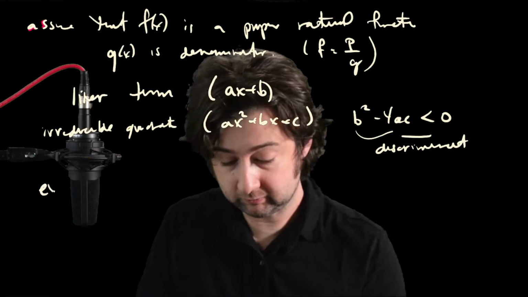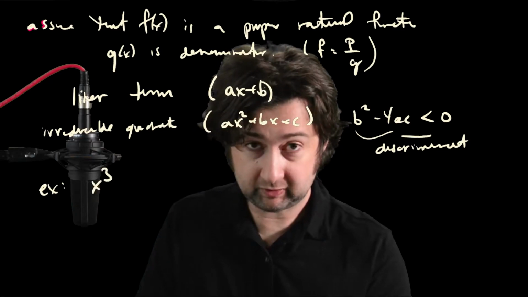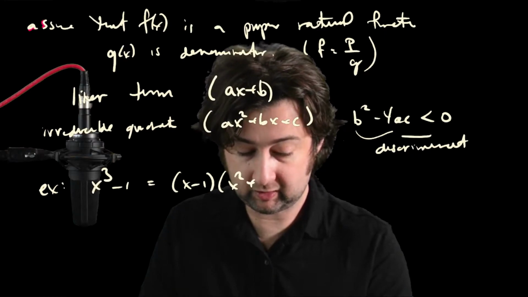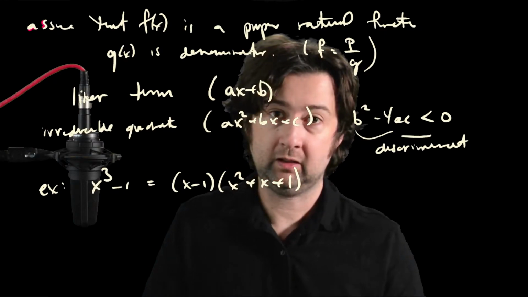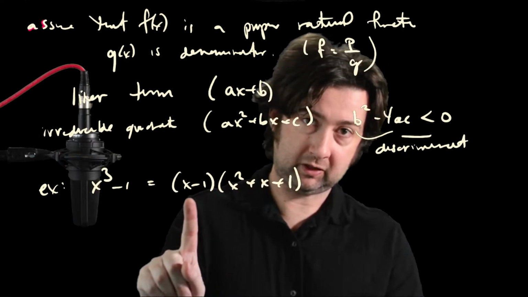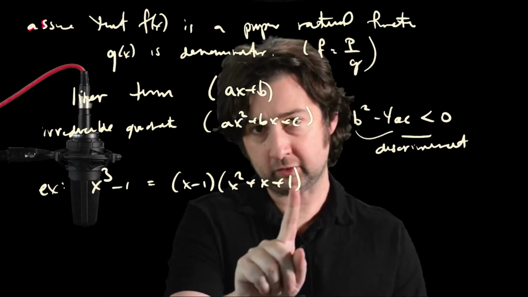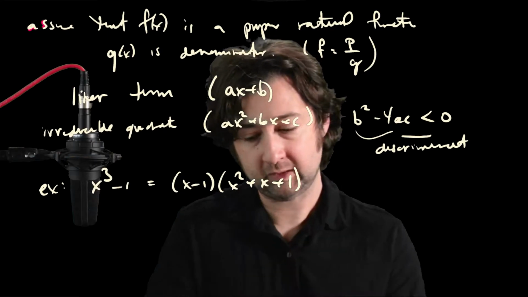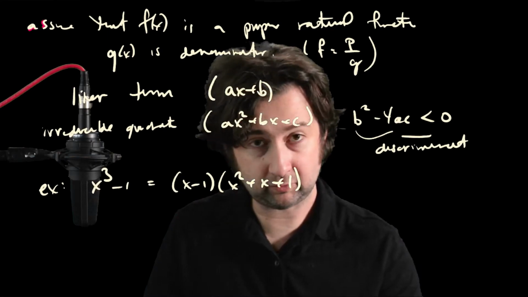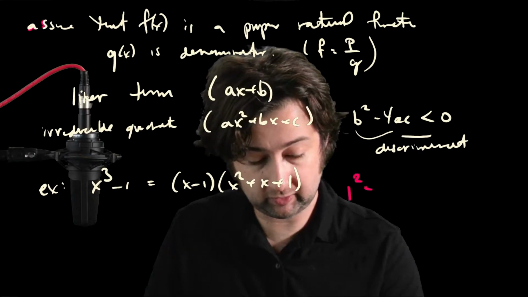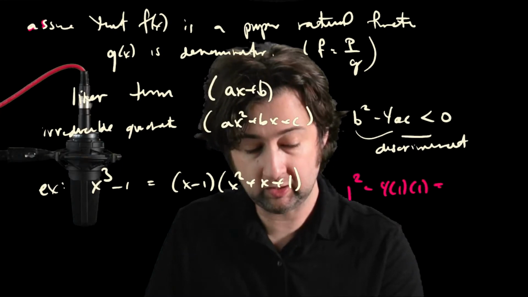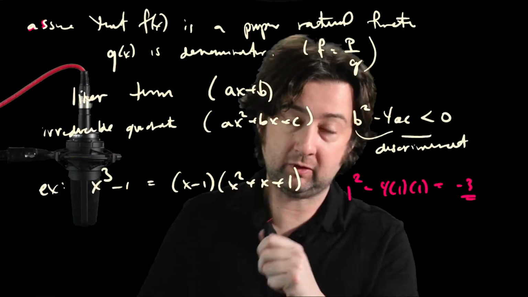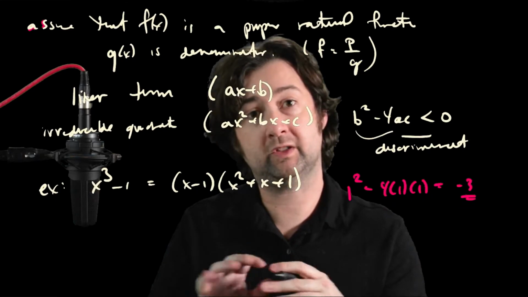So for example, if you wrote something like x to the third minus 1 down, and you get x minus 1 times x squared plus x plus 1, this term is linear because it's to the power 1, and this term is an irreducible quadratic, which means I can't factor it any further. And the reason that you know you can't factor it any further is because if you check, you get 1 squared minus 4 times 1 times 1, which is negative 3. That means that the discriminant of this is negative. It will only factor with complex numbers, and so it's irreducible.